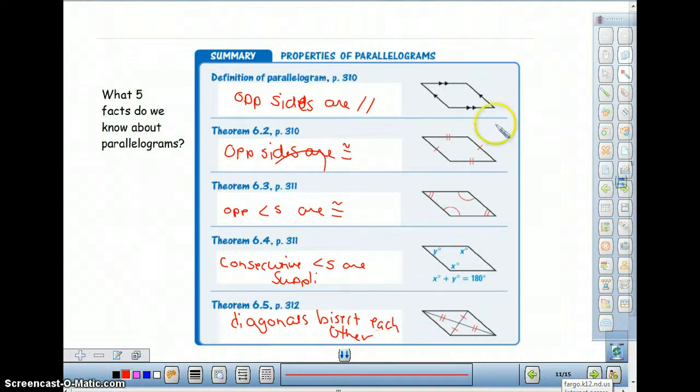Okay, so this slide right here is one that you're going to really want to keep in your notes so that you have all of your properties of parallelograms put together.